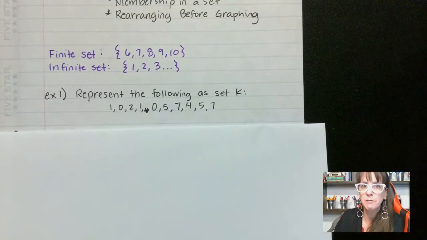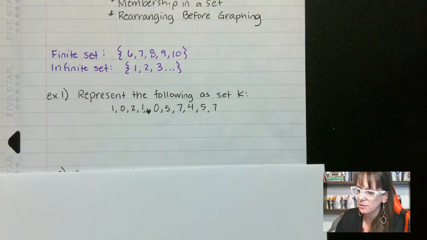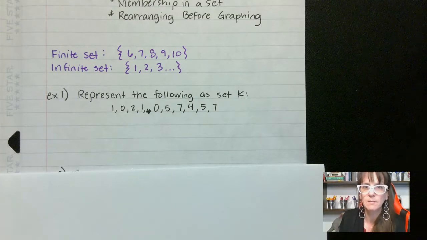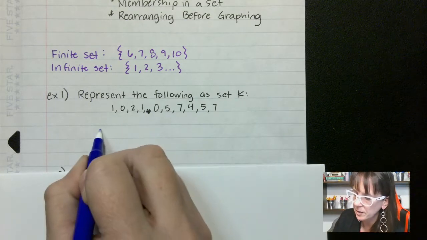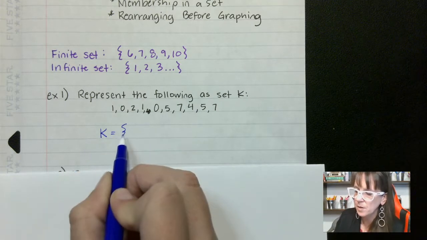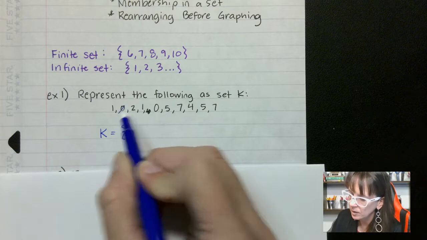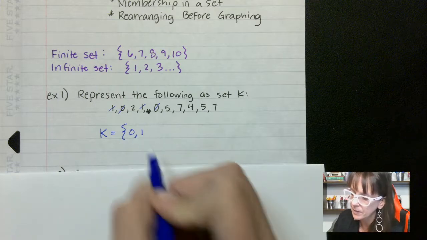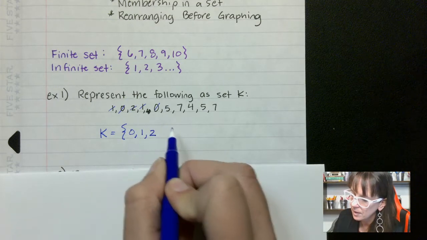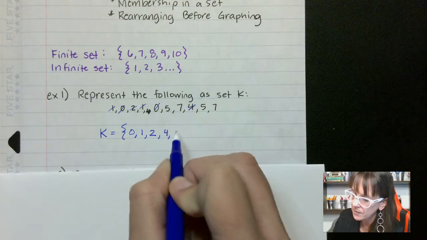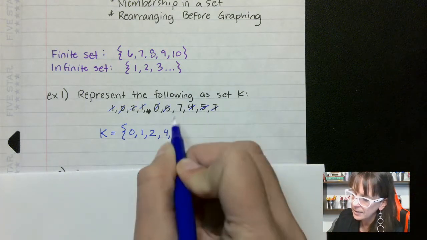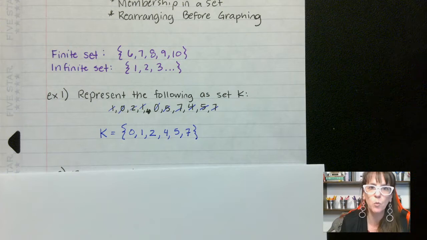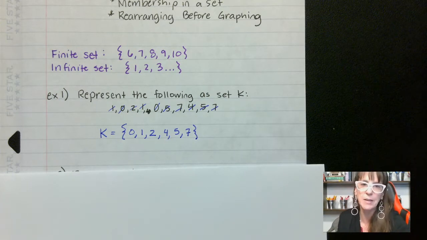So let's do this. Number 1 says represent the following as set K. So the way that you would do that is, all right, we've got K. The way we would say that is you always want to put it in order. So we'd say K equals, and we use these little brackets here, and we would say 0 and 1. Now, even though 0 and 1 are both listed twice, you only write them down 1 time. So then we have 2, and then we have 4, 5, and 7. So there you go. That's all you have to do. The set K contains 0, 1, 2, 4, 5, and 7.